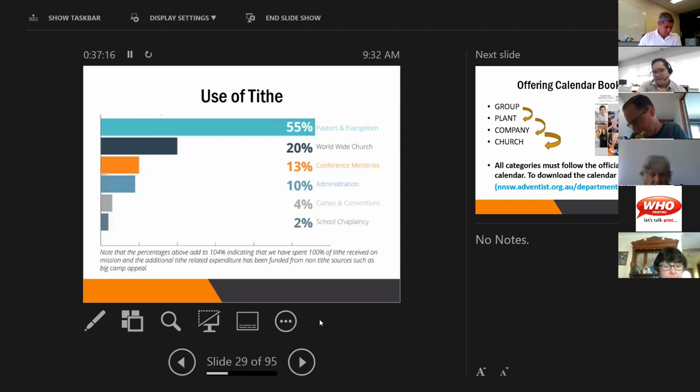You will find that the breakdown of that is 104%, which means that we have spent 100% of the tithe received that year on mission, and additional tithe-related expenditure has been funded from non-tithe sources, such as, for example, Big Camp Appeal.